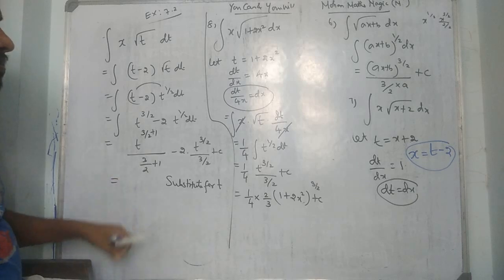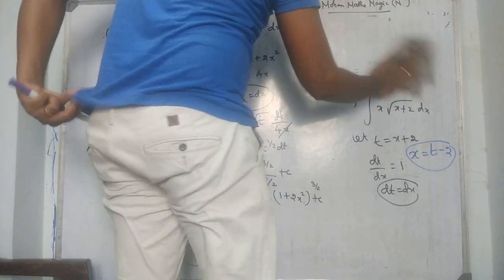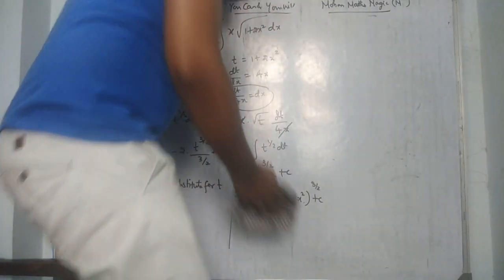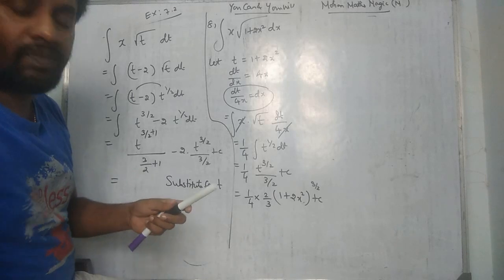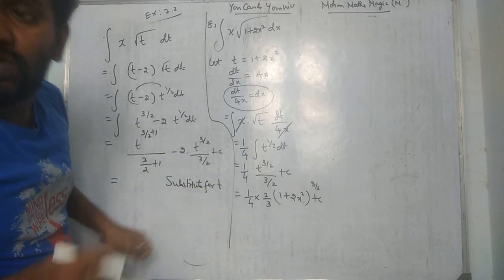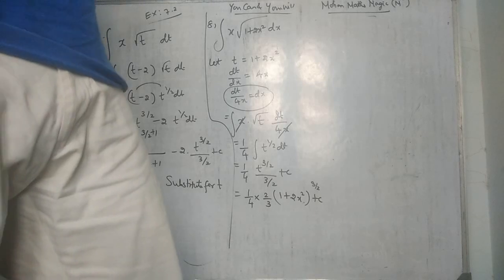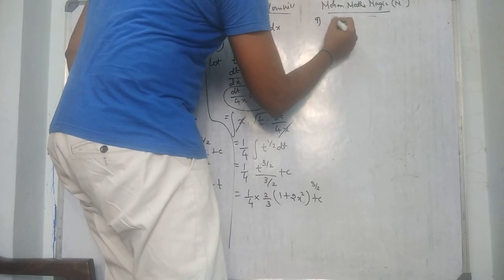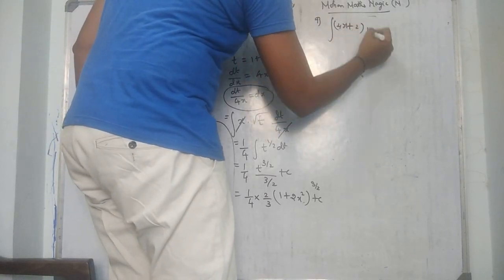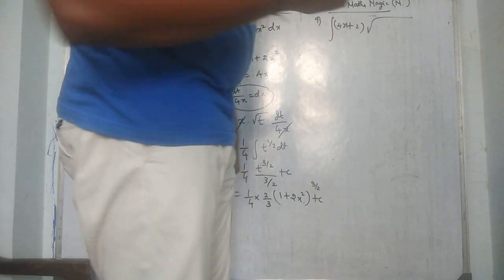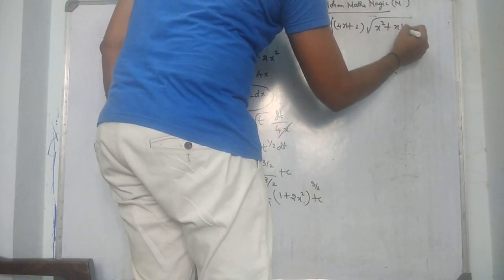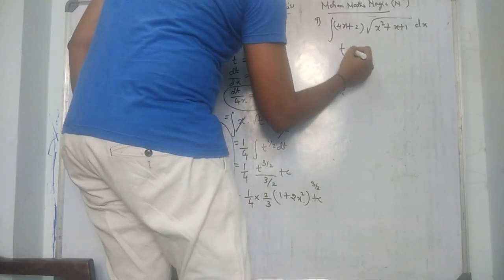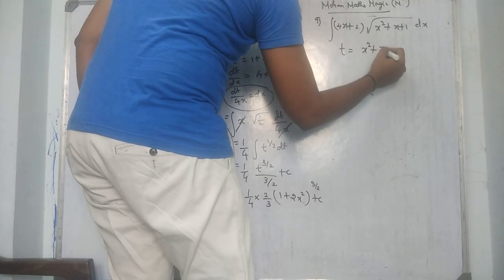Ninth sum. So the ninth sum is like this. Integral of 4x plus 2 times square root of x square plus x plus 1 dx. As I said earlier, whatever is inside the square root, take that as t. So t equal to x square plus x plus 1.